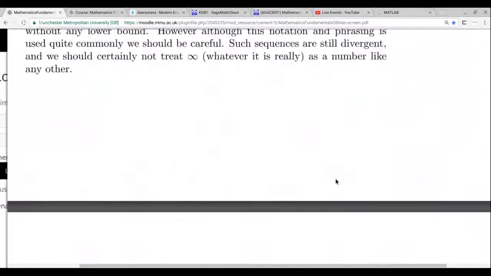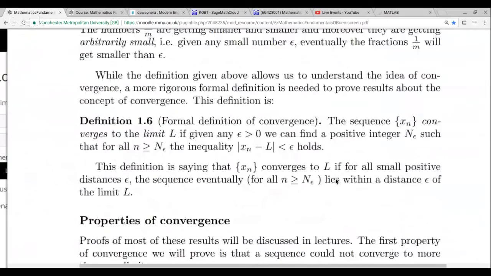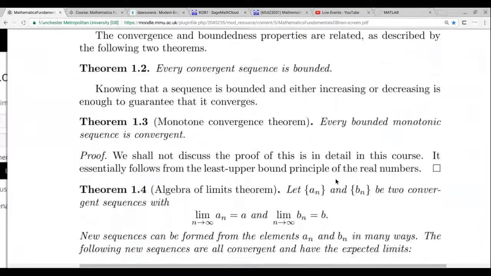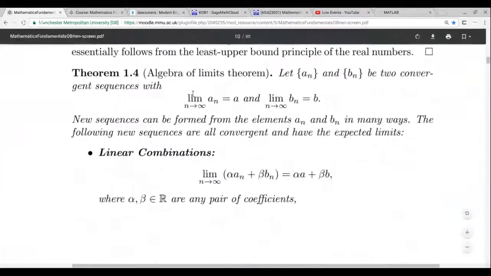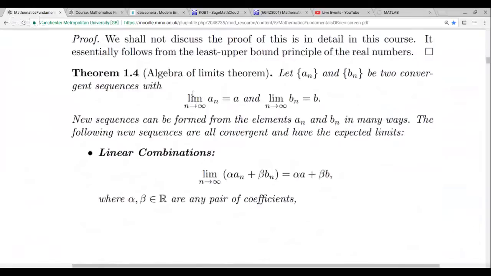The main part of the theory here is embodied in the algebra of limits theorem. It'd be good preparation to read ahead through this section, and particularly focus on theorem 1.4, the algebra of limits theorem. We're going to be proving this in a lecture or two's time, and it's telling us something about the concept of convergence itself. So not just looking at loads of particular examples, but actually proving something in general about the whole phenomenon of convergence for sequences.